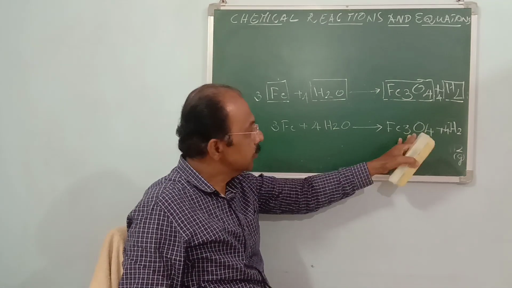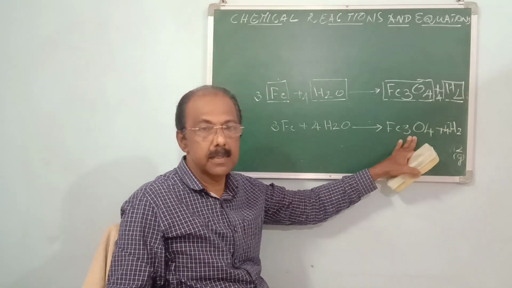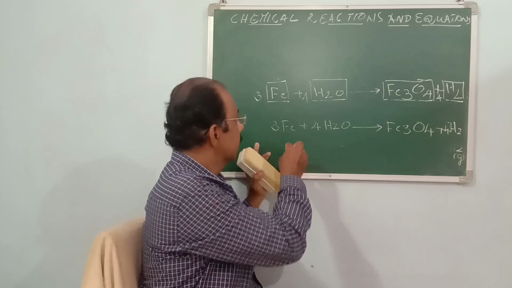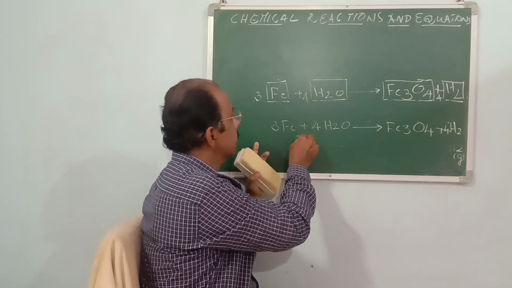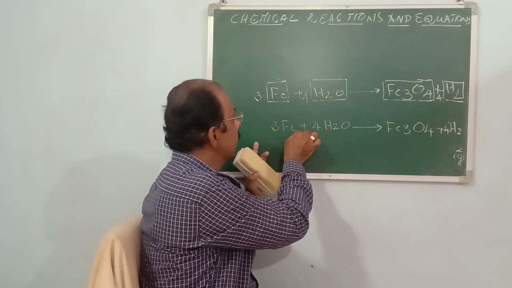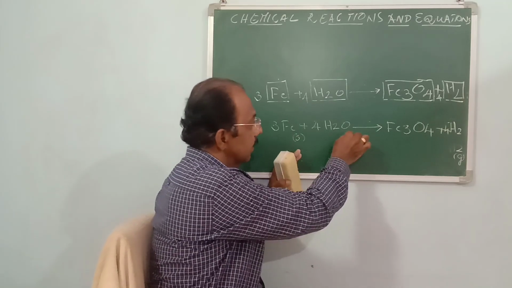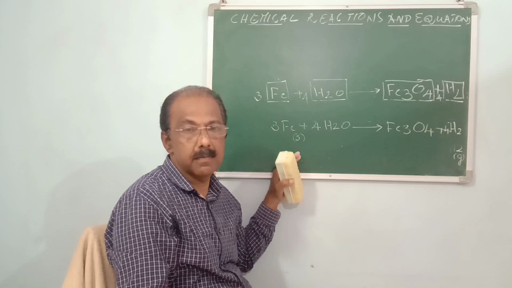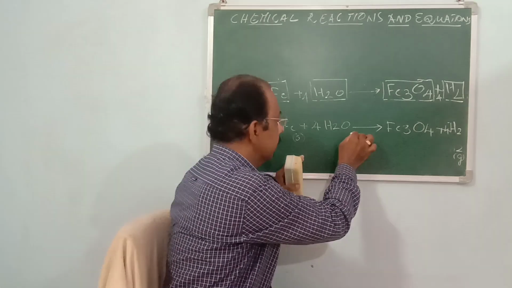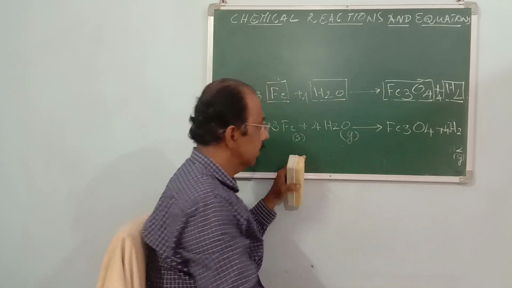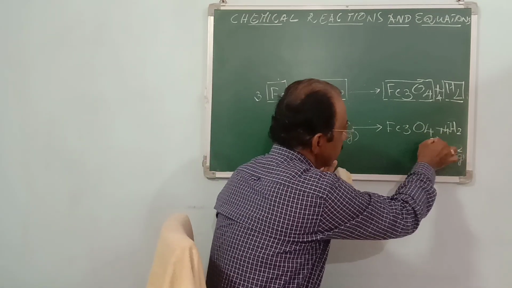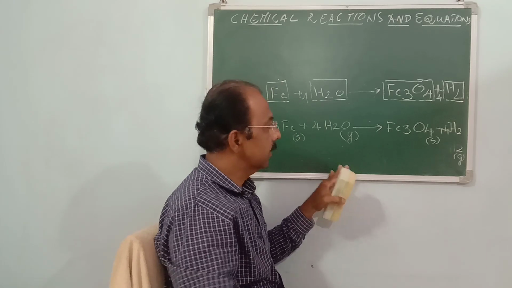A chemical equation can also give the physical state of the products and reactants. As you know, iron is a solid substance, therefore we write S below iron. And iron can react not with ordinary water but with steam, therefore we write G below water. Iron oxide is a solid substance, therefore we write S below that.